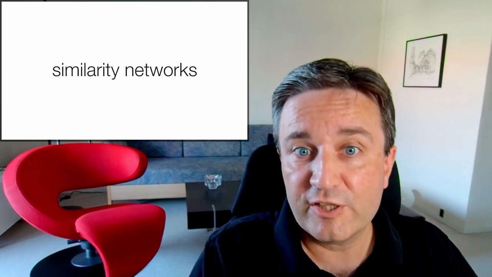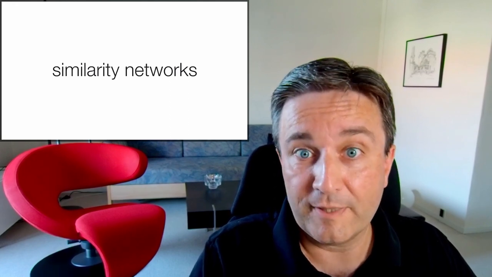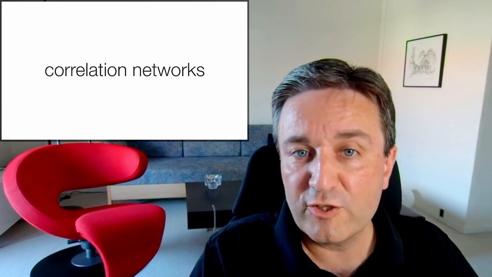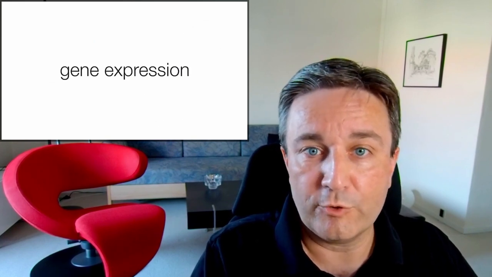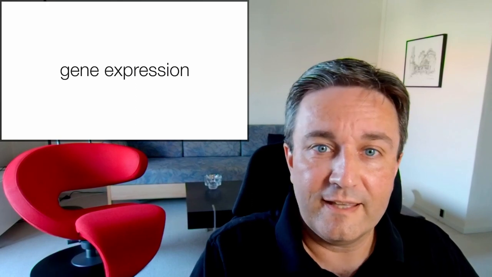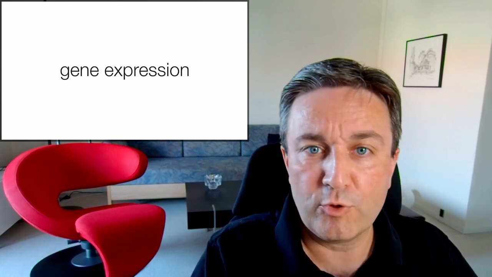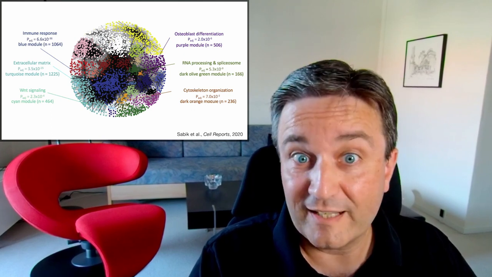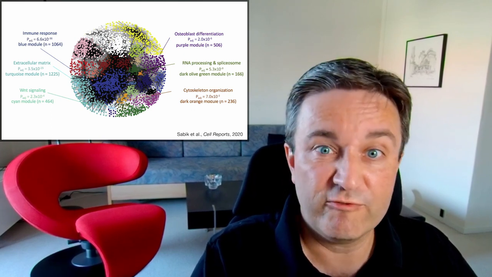You can look at similarity networks where you're linking nodes to each other based on their similarity. That could be from sequence alignment, for example, so you can make protein networks where you link proteins to homologous proteins. And that then allows you to look at protein families. You can do correlation networks where you're looking at omics data, like for example gene expression, and you can then derive networks based on which genes are co-expressed. Then you get these kinds of networks where you can cluster the networks, for example, and find out which functions reside in which parts of the network.